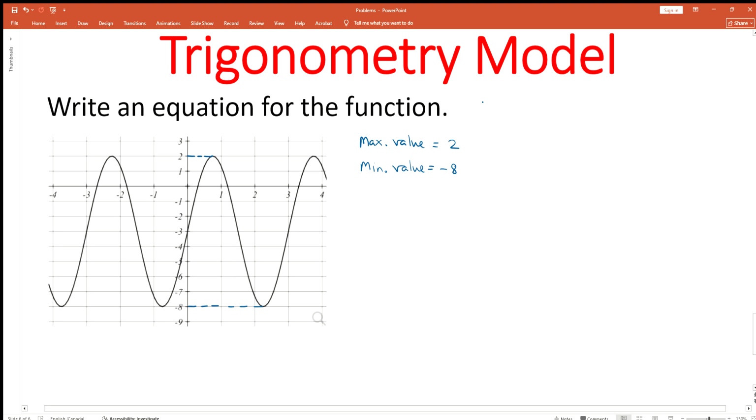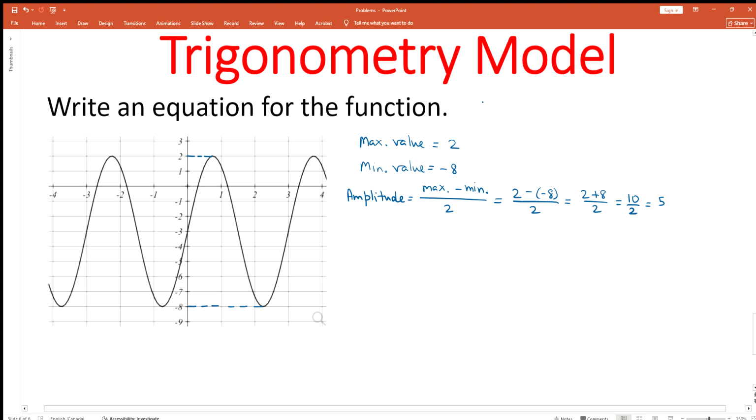Let's start by finding the amplitude. The formula for amplitude is maximum value minus the minimum value divided by 2. 2 minus -8 is equivalent to 2 plus 8. The amplitude is equal to 5.